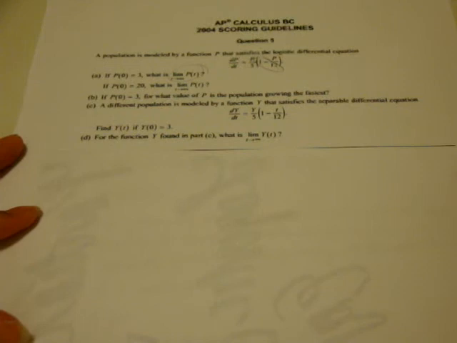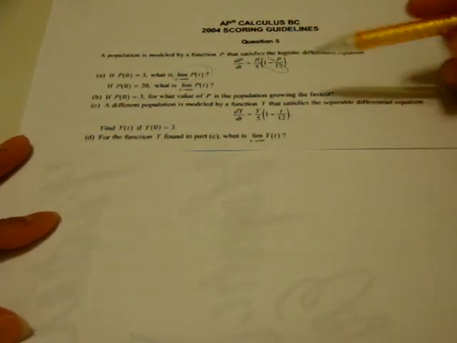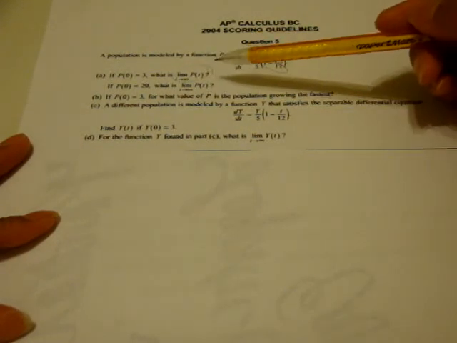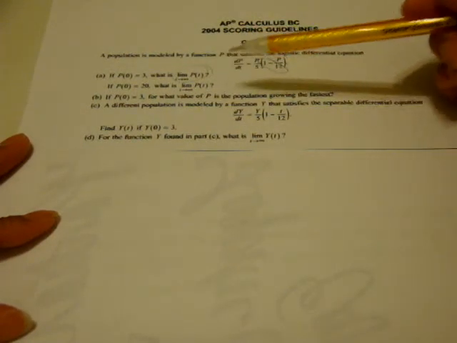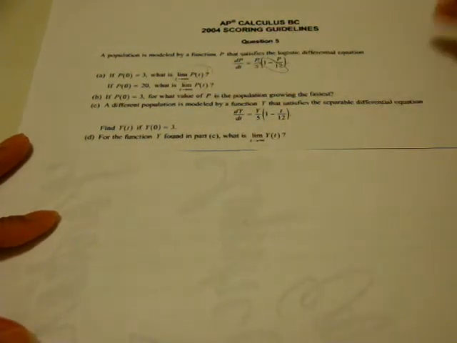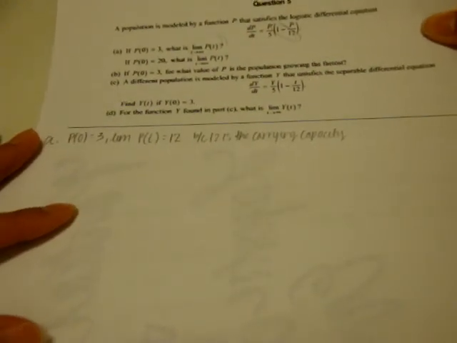A population is modeled by a function p that satisfies the logistic differential equation seen here. A. If p of 0 equals 3, then what is the limit of p of t as t approaches infinity? If p of 0 equals 20, what is the limit of p of t as t approaches infinity? Okay. So on A, the first question, when p of 0 equals 3, the limit of p of t as t approaches infinity is 12, because 12 is the carrying capacity.